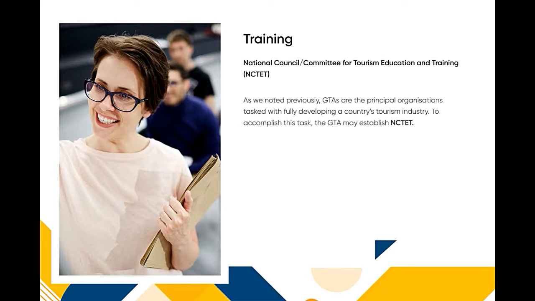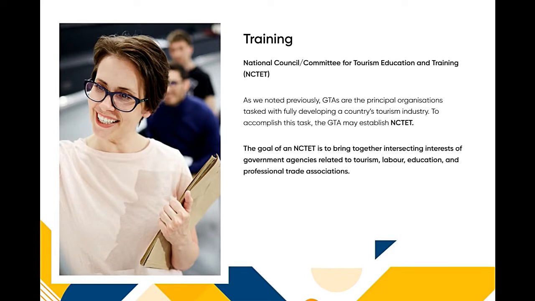Training. National Council or Committee for Tourism Education and Training, NCTET. As we noted previously, GTAs are the principal organizations tasked with fully developing a country's tourism industry. To accomplish this task, the GTA may establish an NCTET. The goal of an NCTET is to bring together intersecting interests of government agencies related to tourism, labor, education and professional trade associations.